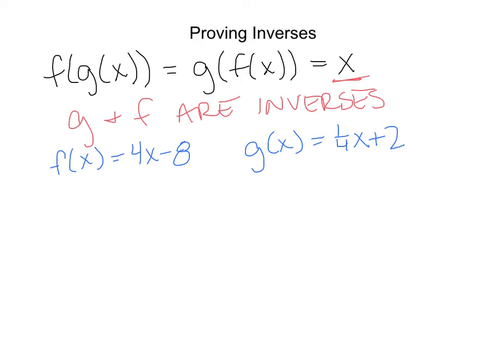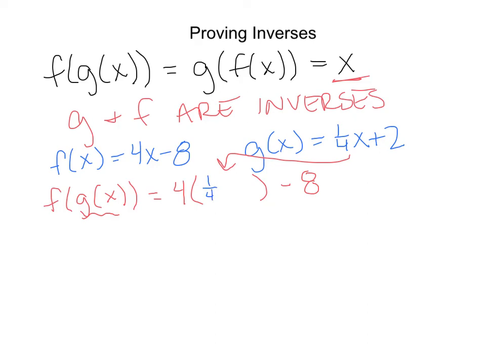So we remember our composition. If we had f of g of x, what that's asking us to do is take g of x and put it inside of f. So here's our f function. It's 4x minus 8. But we're not using x this time. Remember, we're replacing it with g. So I'm going to put 1/4 x plus 2 inside that. Now we just need to distribute and combine like terms. So there we go. We end up with x plus 8 minus 8, which equals x.